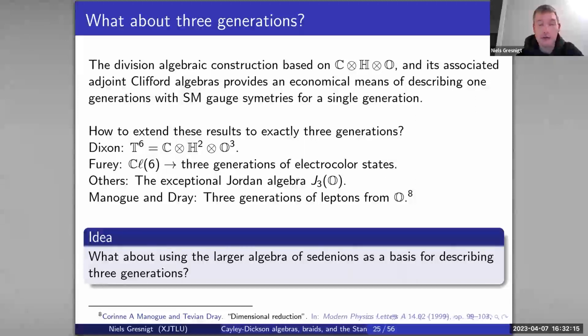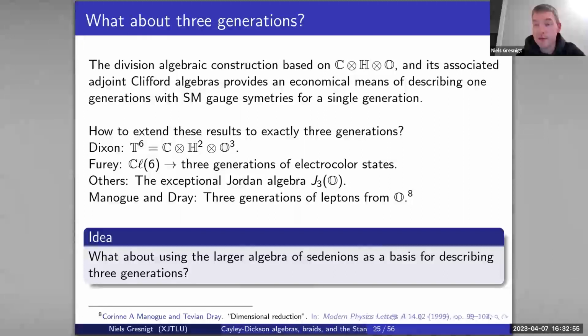And now others, lots of people have looked at this, so I didn't list any specific authors, have looked at the exceptional Jordan algebra, and that's the algebra of 3x3 matrices over the octonions. So that's quite interesting. A matrix of the exceptional Jordan algebra would depend on 3 different octonions. So the idea is that each octonion would be associated with 1 generation. And also a really interesting idea that I'll come back to in a minute is Minogue and Dre. They've actually represented 3 generations, but only leptons, in terms of 3 quaternion subalgebras of the octonions.